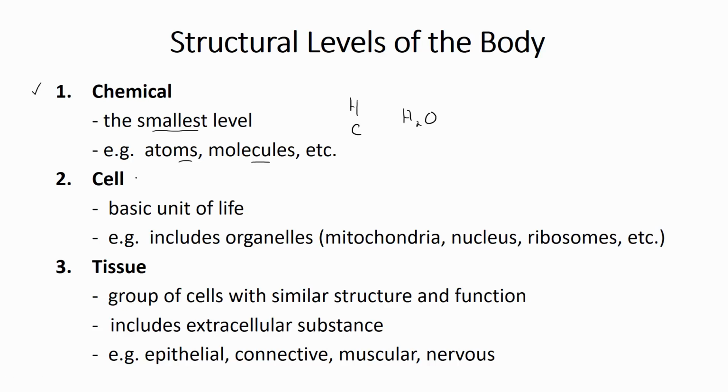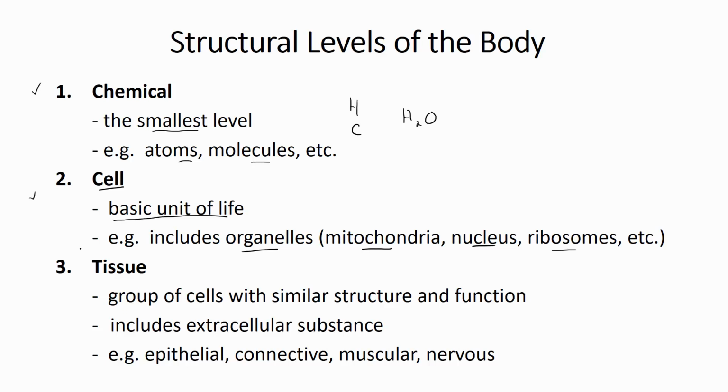Chemicals are going to combine to form cells. These are the basic unit of life. Within the cell, we're going to have lots of different organelles. So we'll have structures like mitochondria, a nucleus, ribosomes. We're going to go over this later in another unit where we talk about the basic structures of cells. So cell is the basic unit of life.